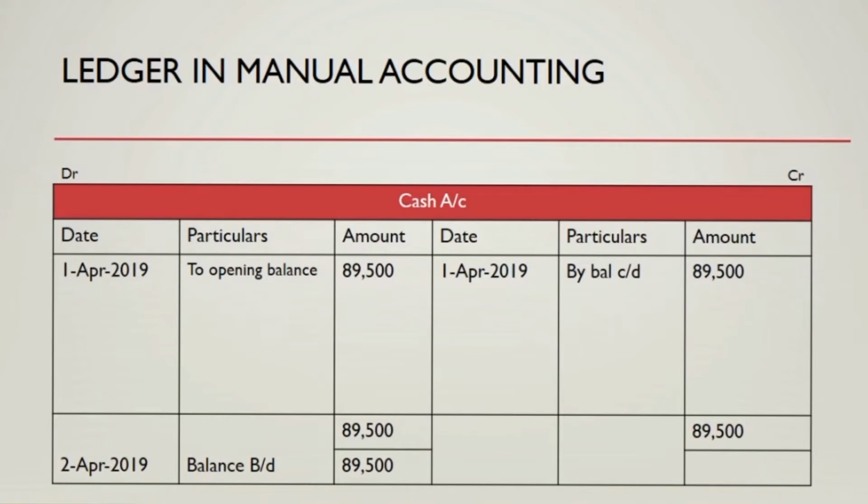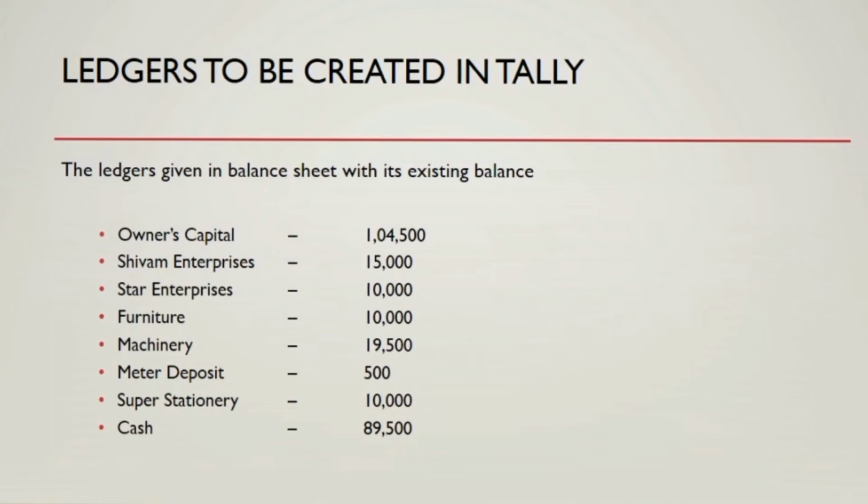As you can see on your screen, there is a cash ledger, which contains an opening balance of Rs 89,500. So this opening balance has been taken from the previous year balance sheet. We need to record the same information in Tally. So, apart from the cash ledger, we need to create the following ledgers in Tally. So, how do we create those ledgers?